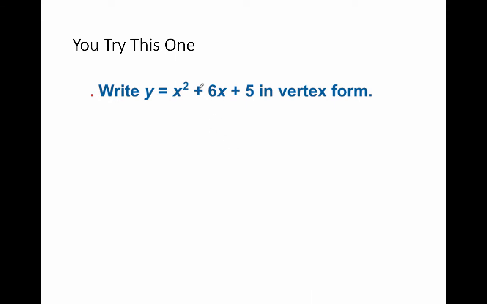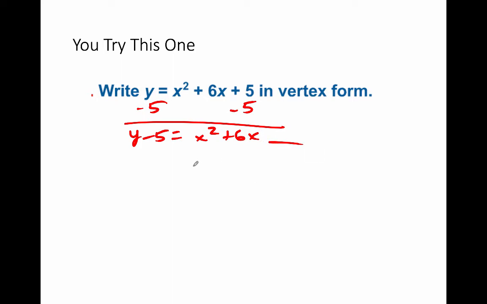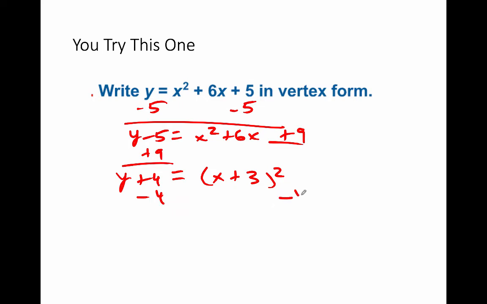Again, you try this one. Hit pause if you so choose. Move the 5. Y minus 5 equals x squared plus 6x, blank space. Leave a space. I'm creating a perfect square. Divide by 2. Square it. 9. I did not have a value of A. I don't have to worry about that special case. Add 9 to both sides. Y plus 4. Bring the 4 back. Y equals x plus 3 squared minus 4.